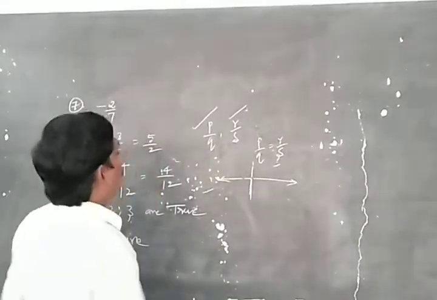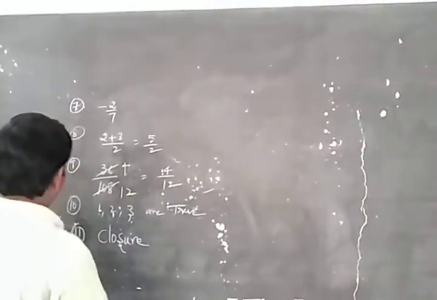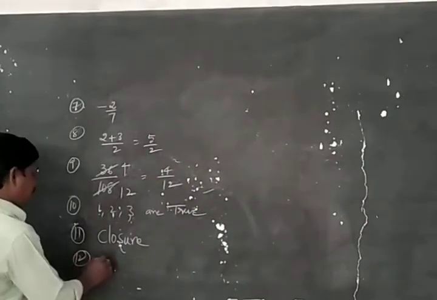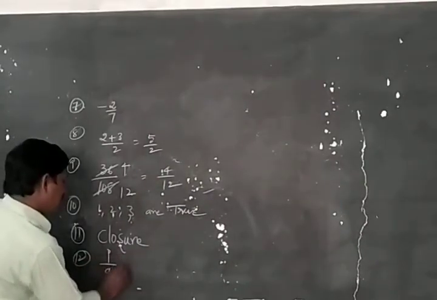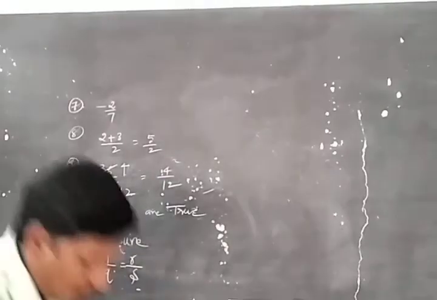Okay. Now what do we have to write here? 12th one. P by Q equal to R by S.